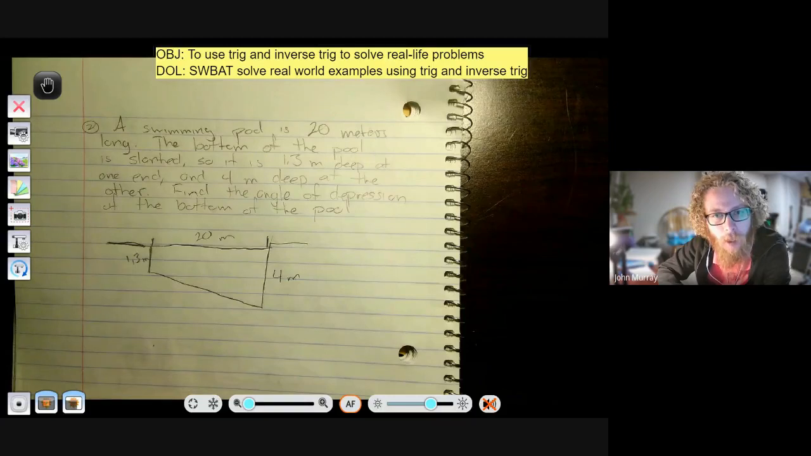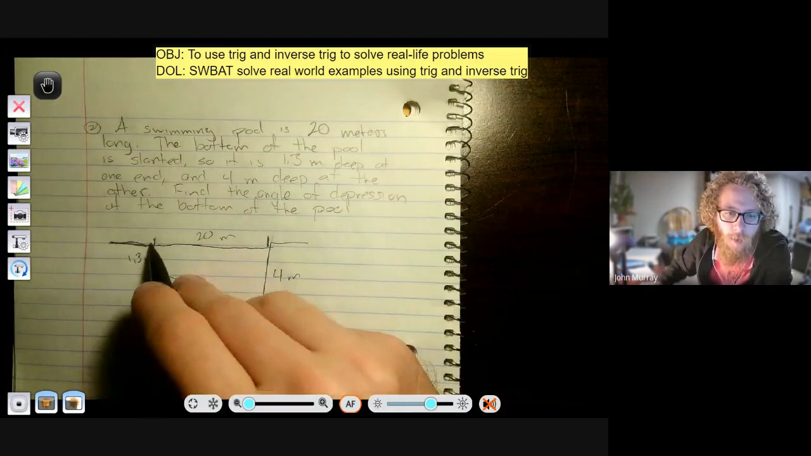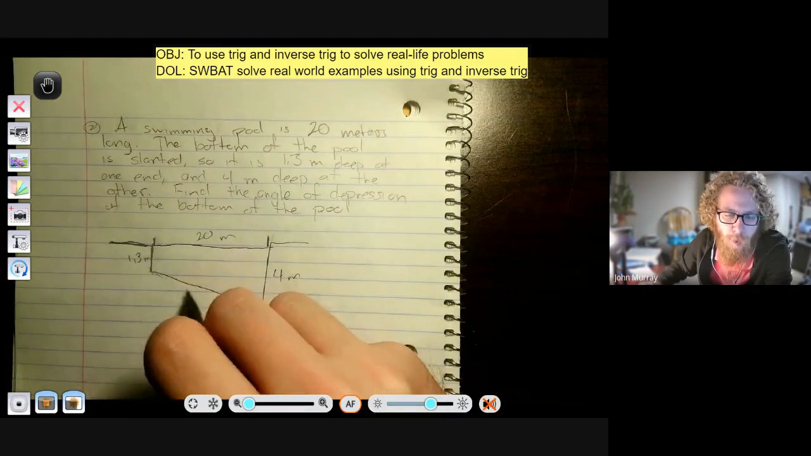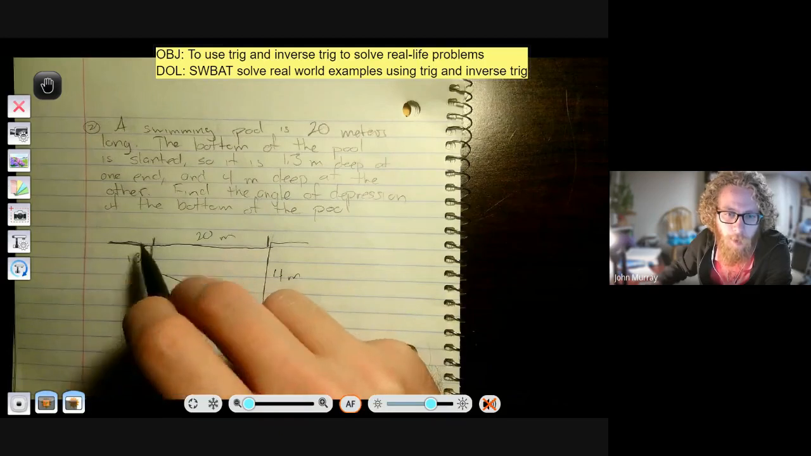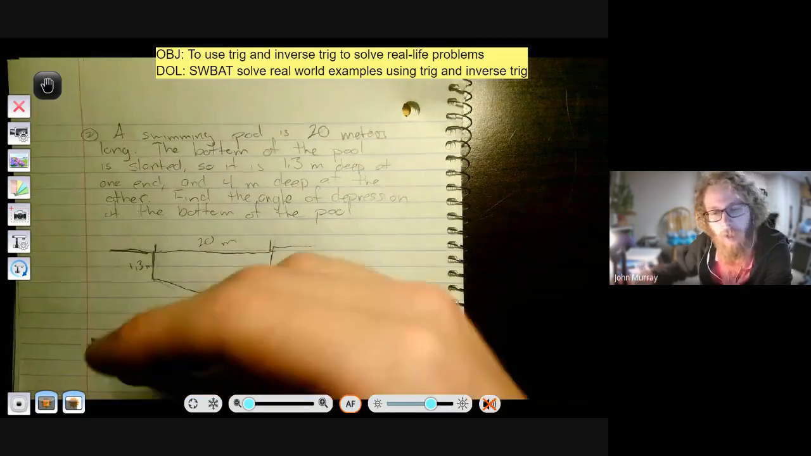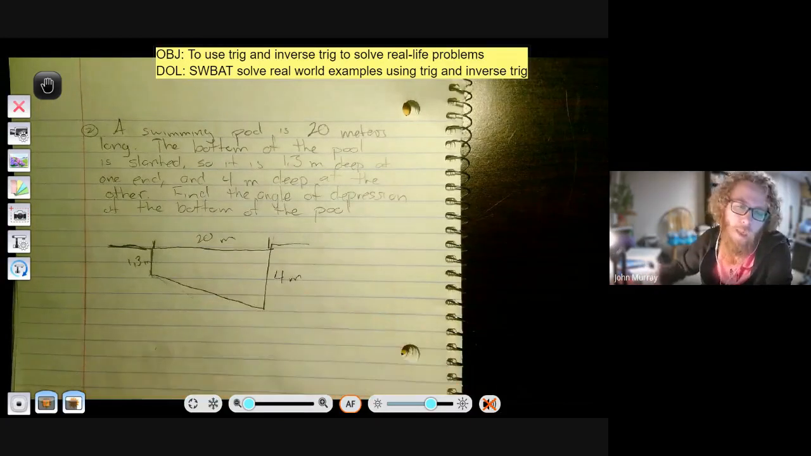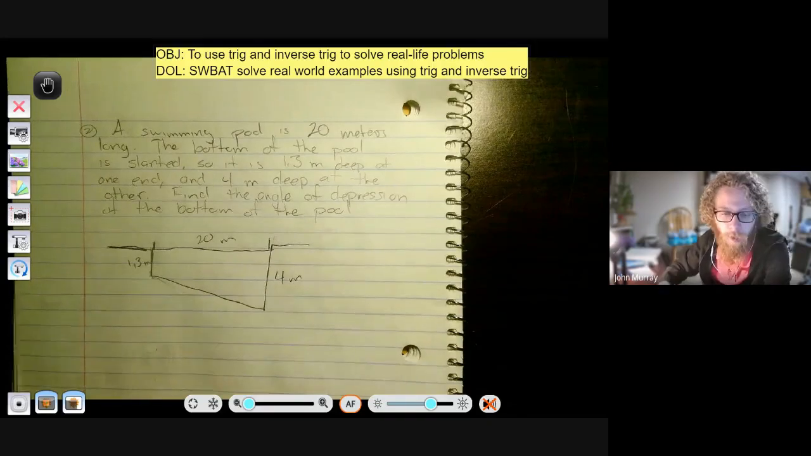So they want us to know the angle of depression of the bottom of the pool. Well, here, if I kind of try to find this angle, that would be an obtuse angle. That'd be greater than 90 degrees, which I want to set up a right triangle, so that angle's not going to work. So we have to do something to this to get a right triangle.